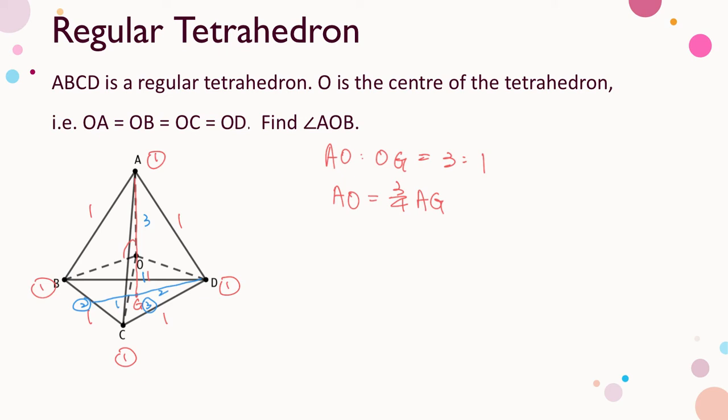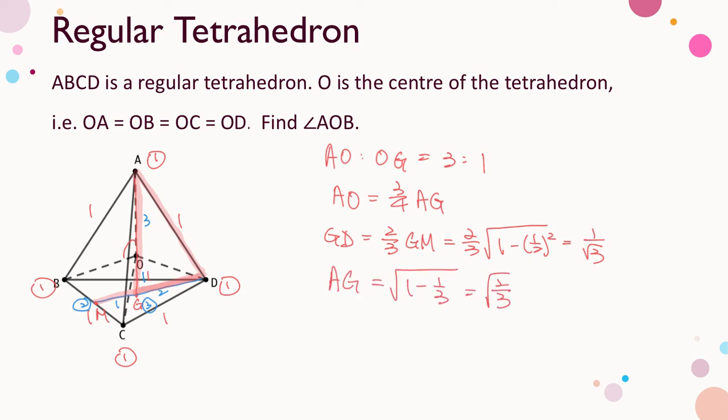Consider the median from D. We get GD by Pythagoras theorem, which is 1 over root 3. Consider triangle AGD. We have AG equals root 2 over 3. In other words, AO equals root 3 over 8. Due to symmetry, BO also equals root 3 over 8.